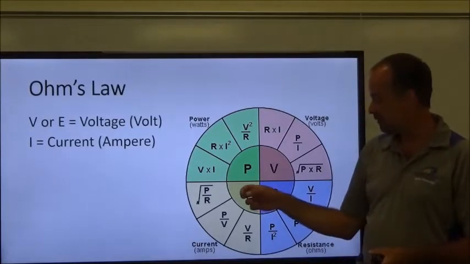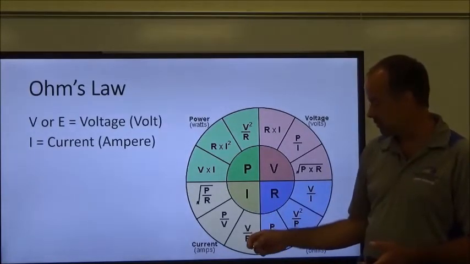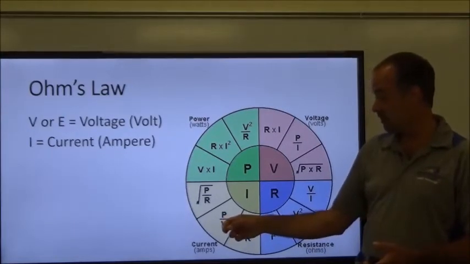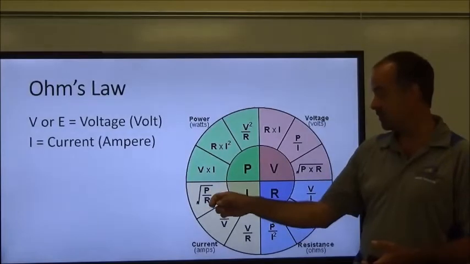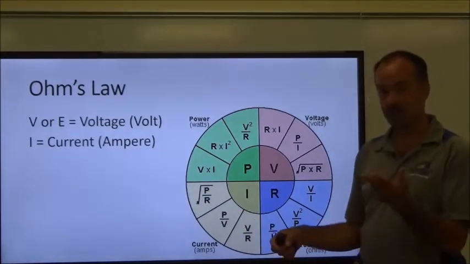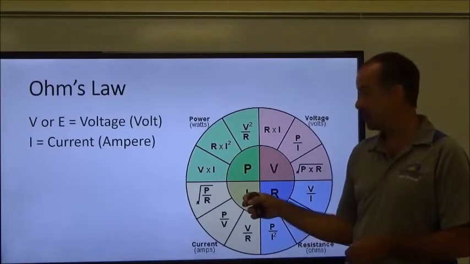If I'm trying to find current and I know voltage and resistance, I would use this formula. If I know power and voltage, I would use this formula. If I know power and resistance, I would use this formula. So I would use any of these three formulas, based on what two other values I have, to find current.